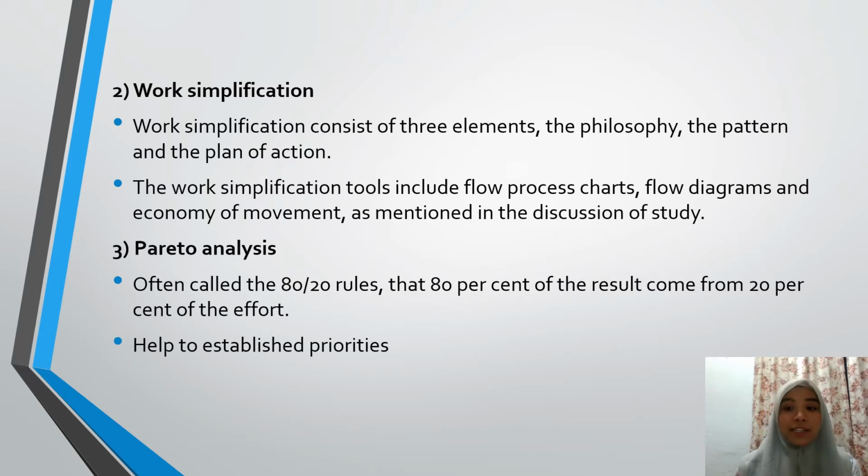Okay. Next is work simplification. What is work simplification? Work simplification consists of three elements: the philosophy, the pattern, and the plan of action. The work simplification tools include the flow process chart, flow diagram, and economy of movement, as mentioned in this study. Right? The next, the Pareto analysis. The Pareto analysis is often called the 80-20 rule, that 80% of the result can come from 20% of the effort. Here, the Pareto analysis also helps to establish the priorities.